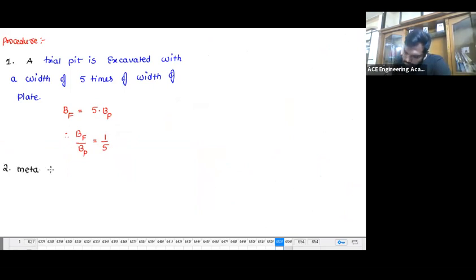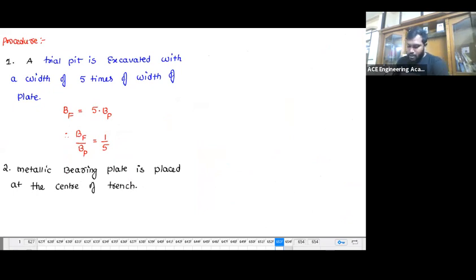Metallic bearing plate is placed at the center of the trench. Once a trench or pit, we can call it as trench or pit.